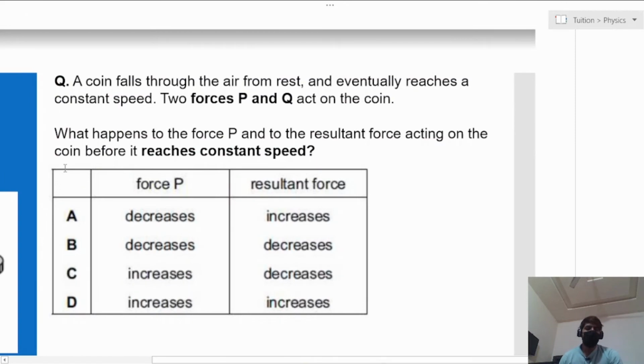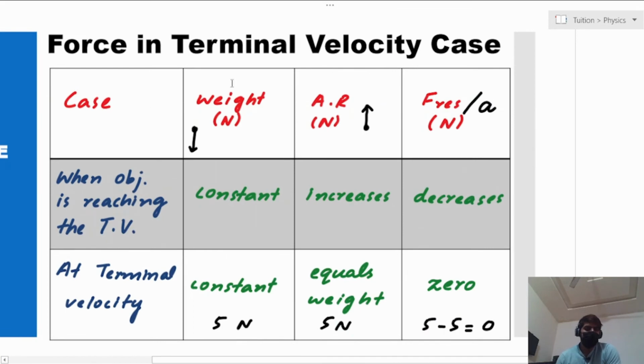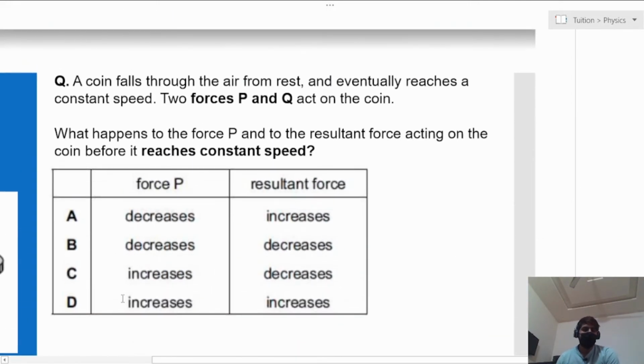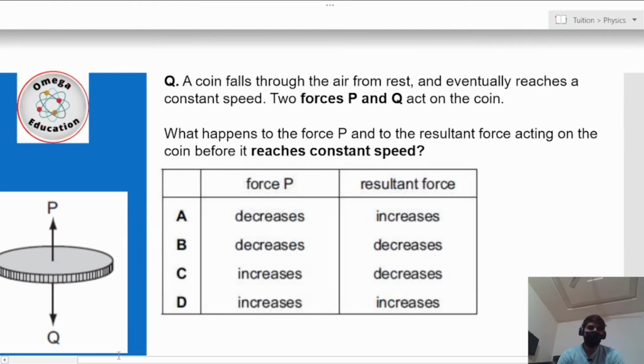Alright, then we have a question that is related to the same concepts. As a matter of fact, if you memorize this table, if you understand this table, you'll be able to answer any question related to resultant force, terminal velocity, air resistance. Now here we have the next question. You're given the force P, which is pointing upward, and the force Q pointing downward.